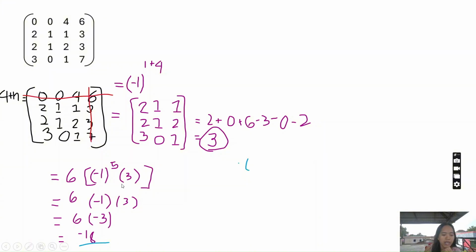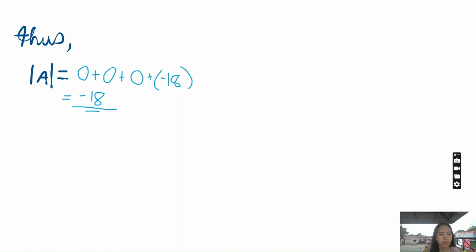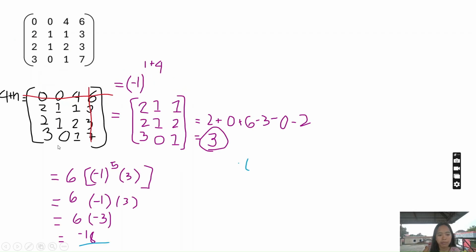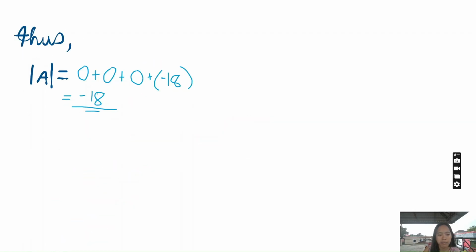So we put 3 here, and then we will get 6 times negative 1 to the fifth power times our answer 3. By substituting 3 and solving it, we will obtain negative 18. So thus, our determinant from first to fourth is 0 plus 0 plus 0 plus negative 18. Our determinant should be negative 18.